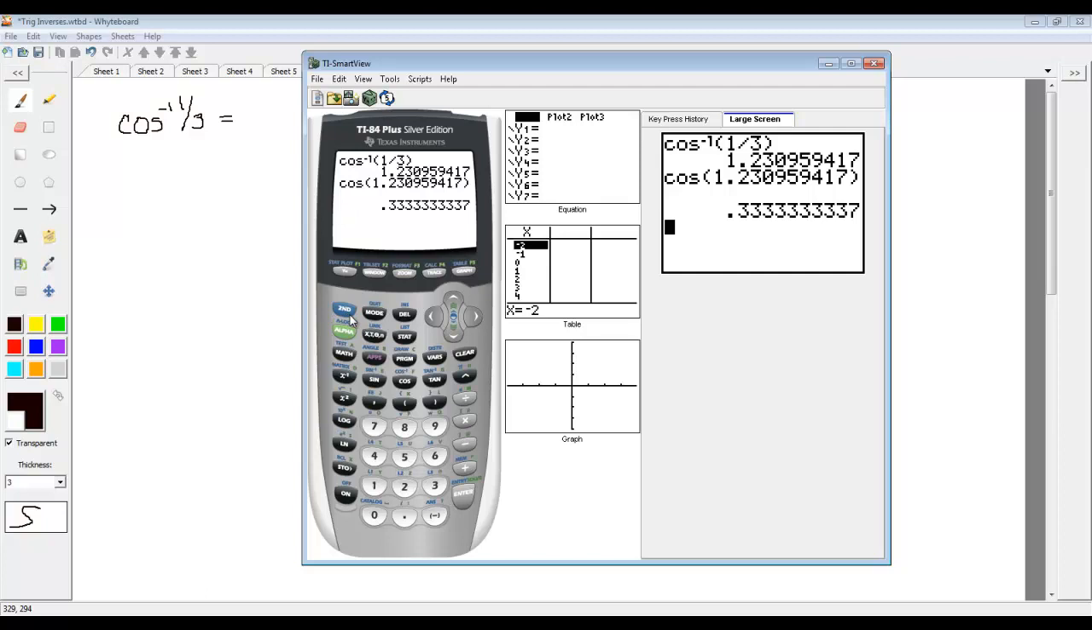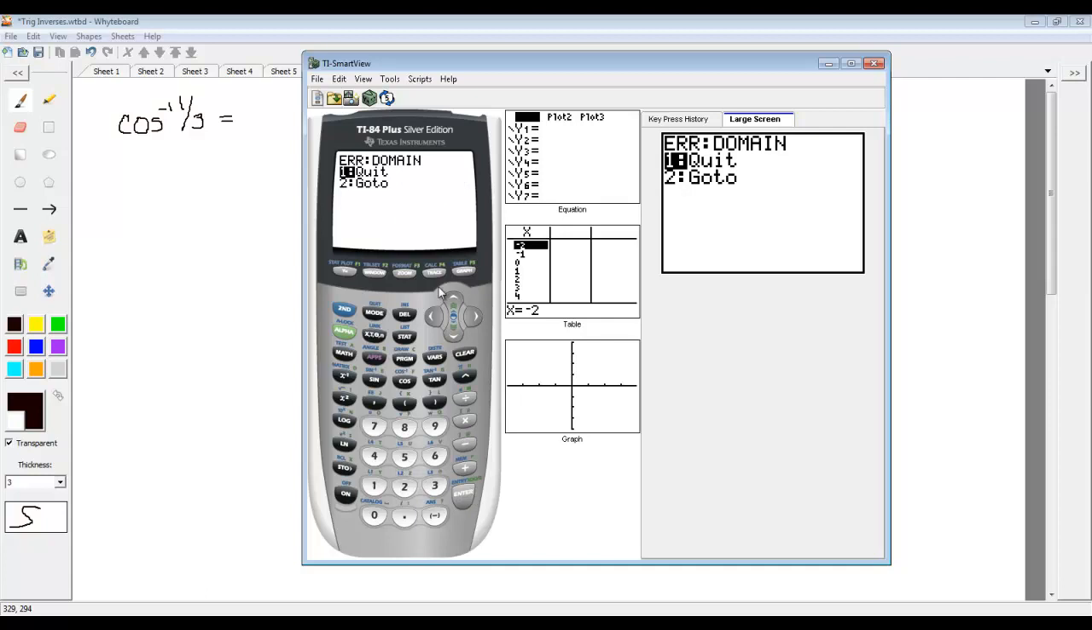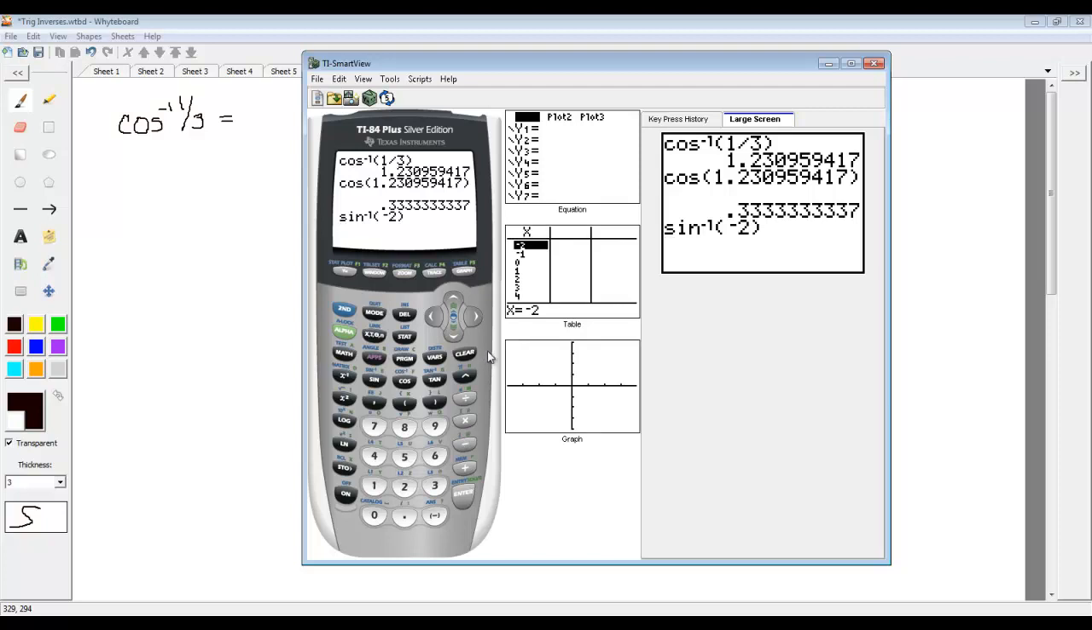If you try to do something that's outside of the domain or range, it's going to balk and go, well, I can't do that. Like if you try to do inverse sine of -2, you're basically trying to figure out, you know, sine of what theta gives you -2. Well, the sine of no theta will ever equal -2, because the range of sine goes -1 to 1. So as soon as you hit enter, it's going to give you an error and tell you it's an error in the domain. So I'll quit and go back. But the calculator is smart enough to see, oh, that's not in the domain, so you can't do that.